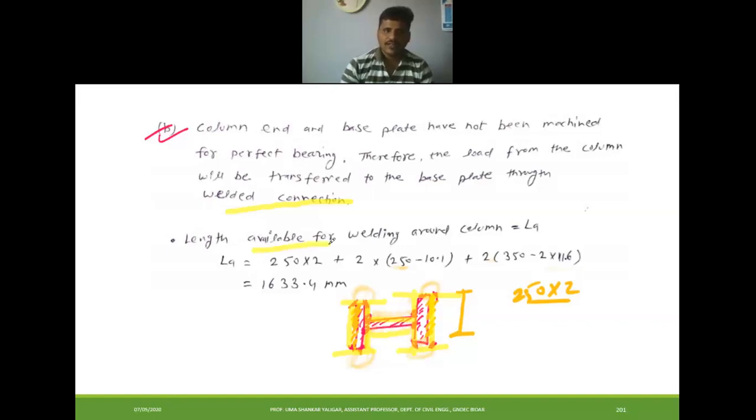To calculate the length available for welding, that is LA is equal to, see this one we know, this is equal to 250.